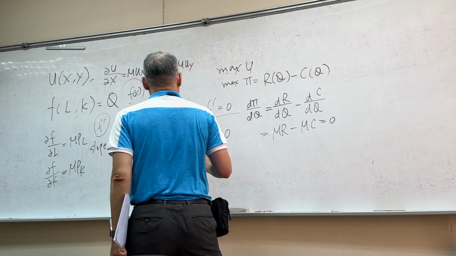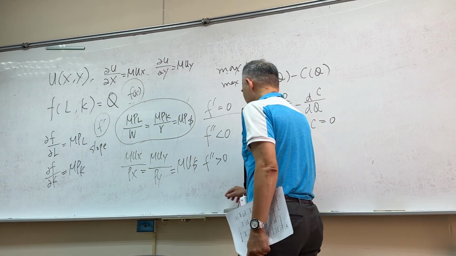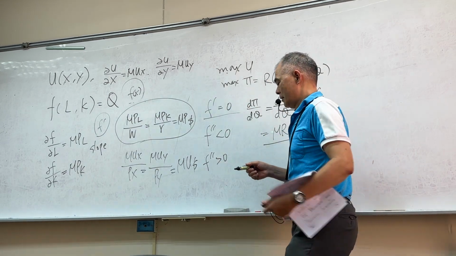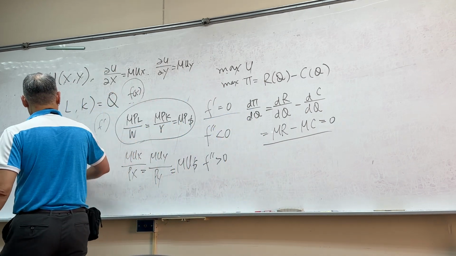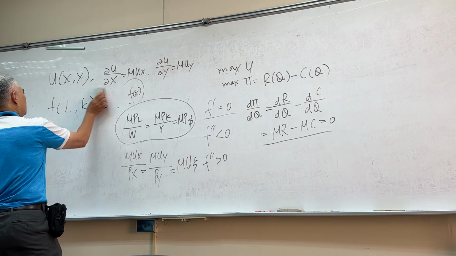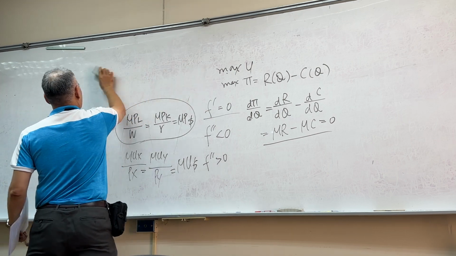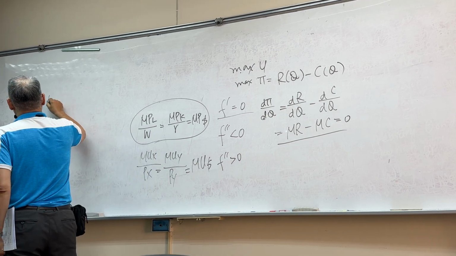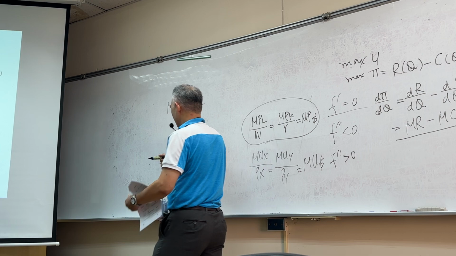And why is this important? Let us start from here. MR is equal to MC, right? We need more space, so let me erase this. As we say, for a producer to maximize profit, MR must equal MC.